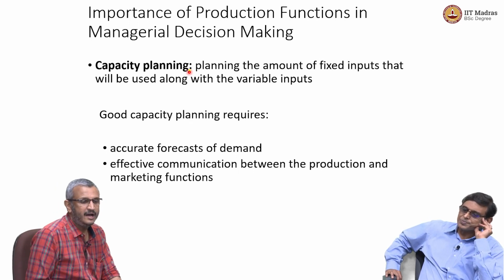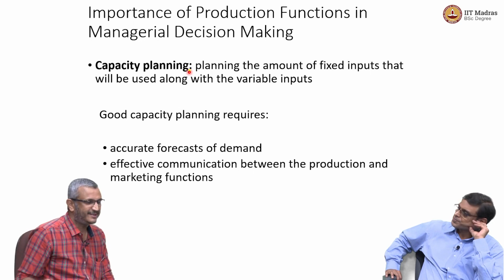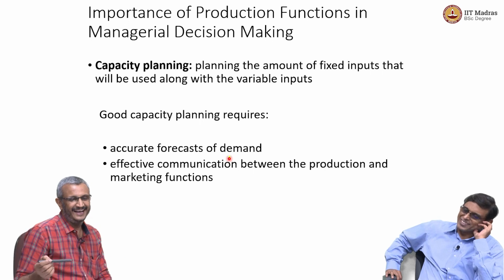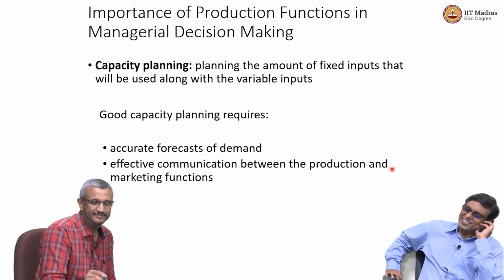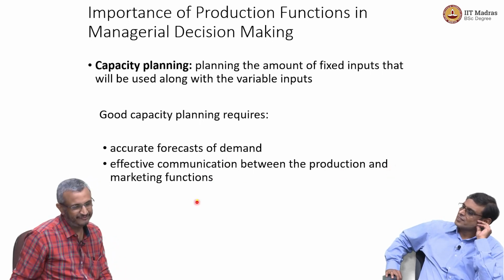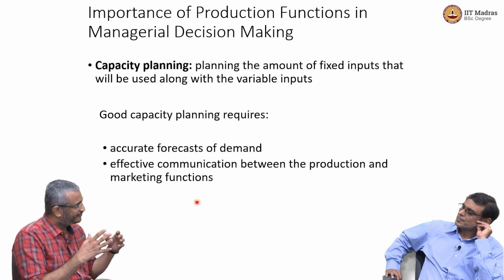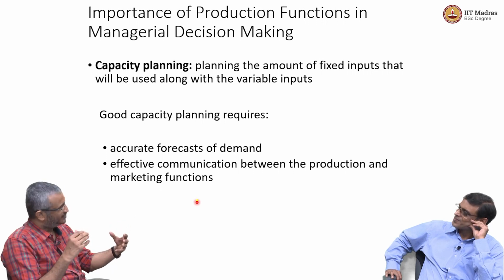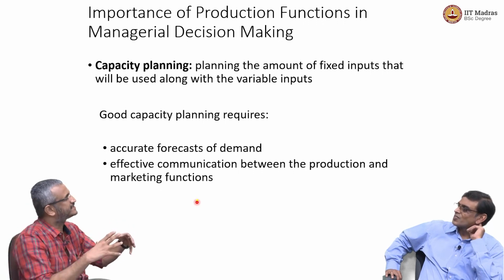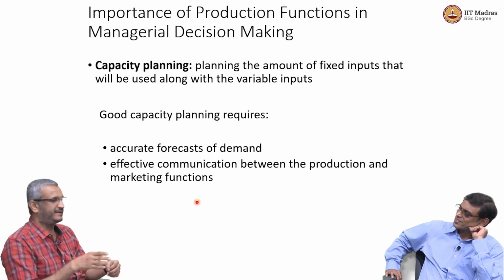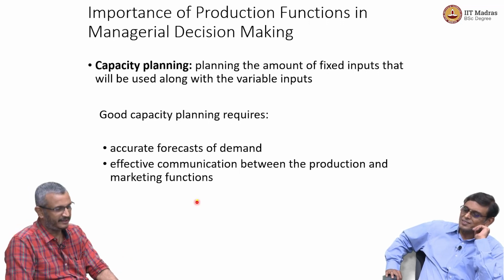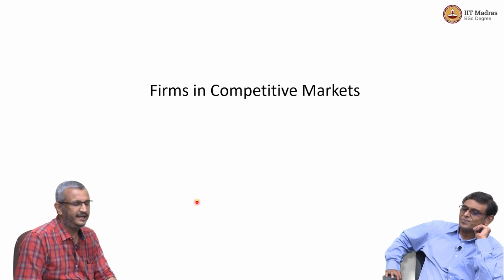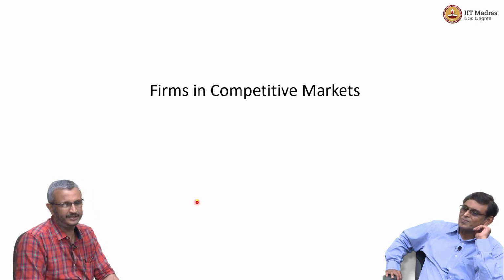Now for capacity utilization also we need an accurate forecast of demand. And there is a need for effective communication between the production and marketing functions of a firm. So what we want to highlight here is that our discussions in the first part in terms of a consumer and demand now merge with these discussions in the production part when we use this kind of decision making.